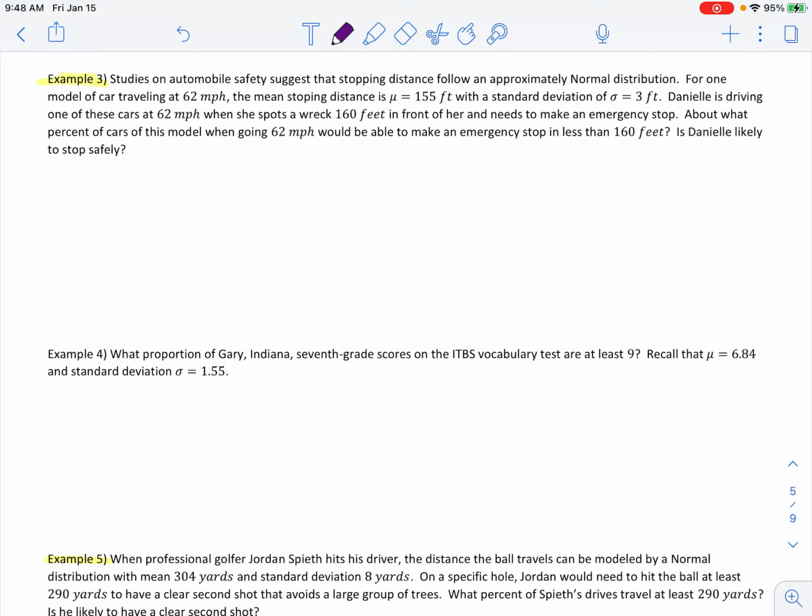Hi, stat students. The few that we had skipped in class, we're not going to do all the ones that we'd skipped in class, but I do want to get a couple more done just to give you a few more examples. Starting with example 3, this is in your notes on page 24.